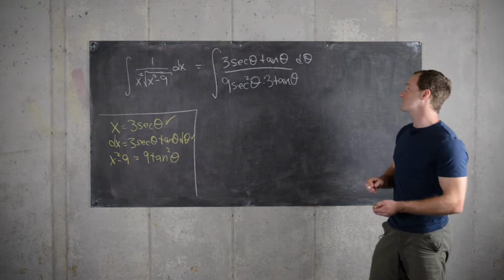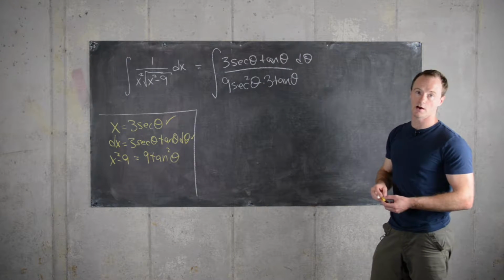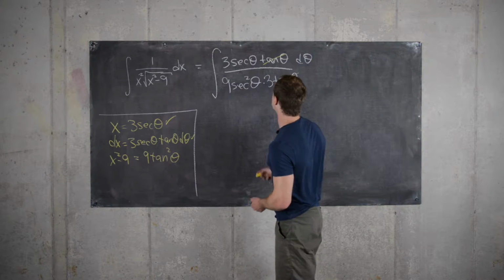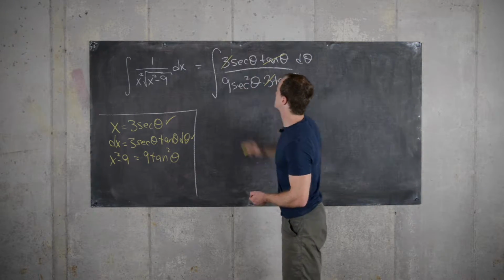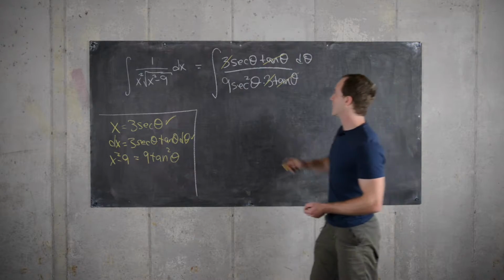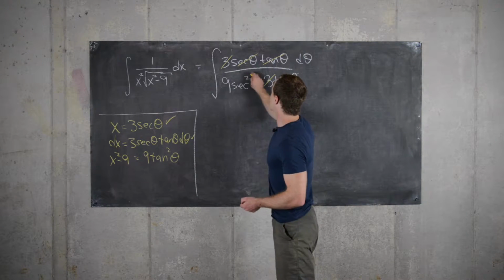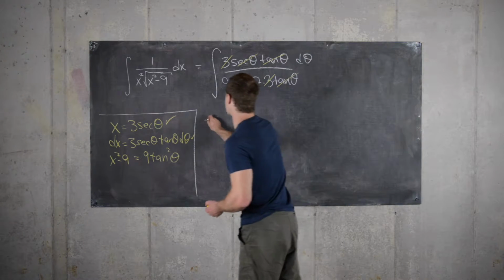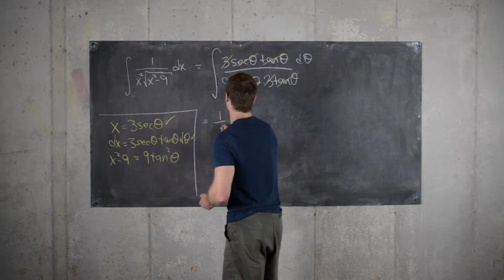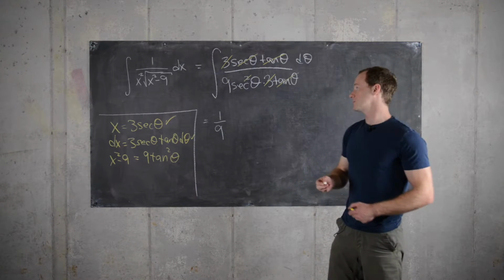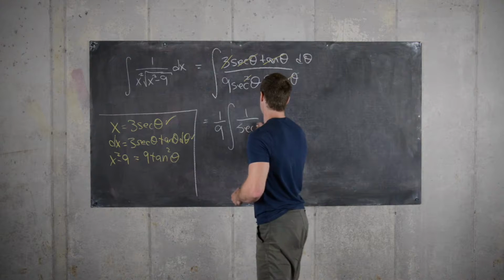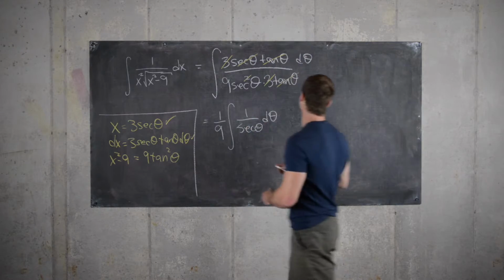Okay, so now we can see there's quite a bit of substitution that can go on. So let's do that. So we can have tangent cancel with tangent. We can have this 3 cancel with this 3. And then finally we can have this secant cancel with one of the secants in the denominator. So that's going to leave us with 1 over 9. So we can bring that out front. And then we have 1 over secant theta d theta.